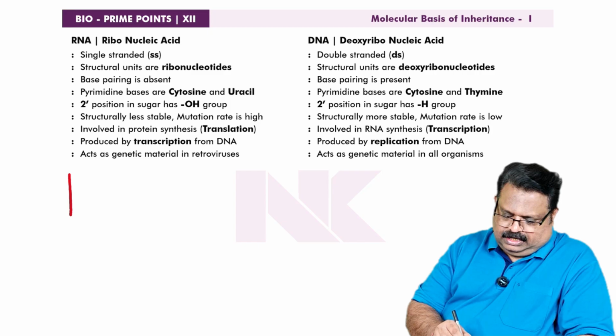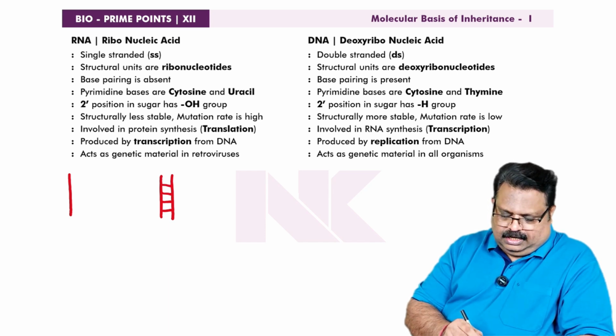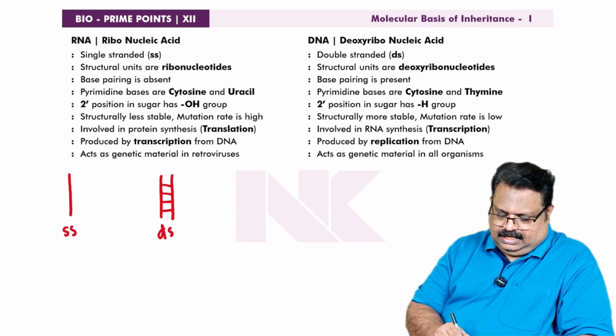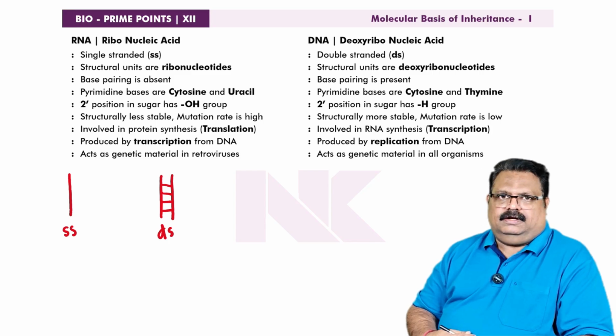That means in the case of DNA, you can see that this is one chain and this is another chain, and these 2 chains are interconnected. That is why the RNA is called SS and the DNA is called DS. SS means single-stranded, DS means double-stranded.